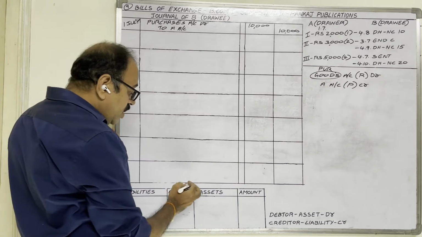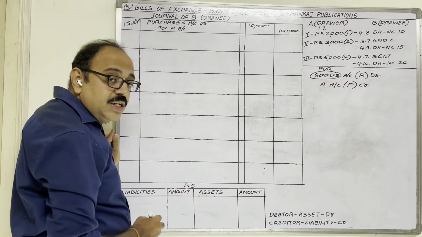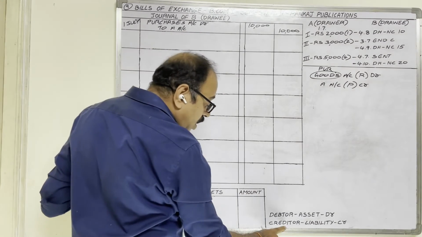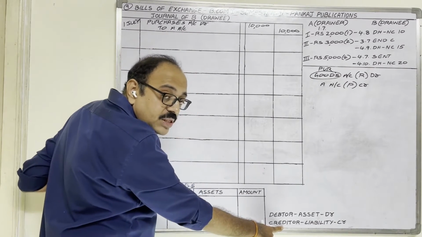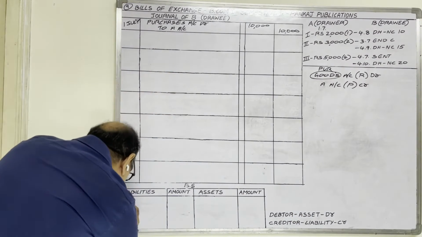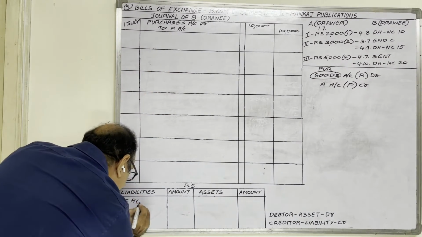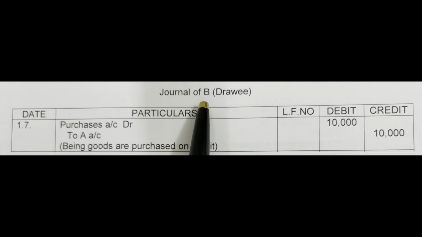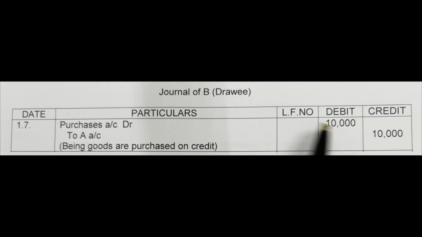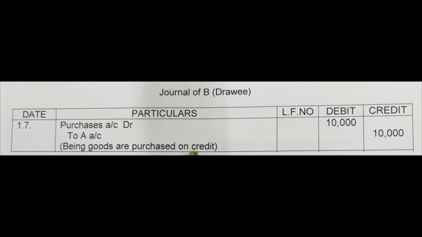What is the effect of this entry on B's balance sheet? A account is created. When any personal account is created, the meaning is that person is a creditor. Creditor is a liability, no? On the liability side, creditor, 10,000 appears. Journal of B, drawee. First entry is on 1st July: purchases account debit to A account 10,000. Narration: being goods are purchased on credit.